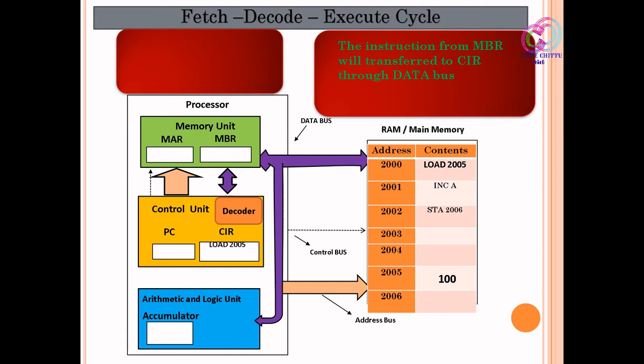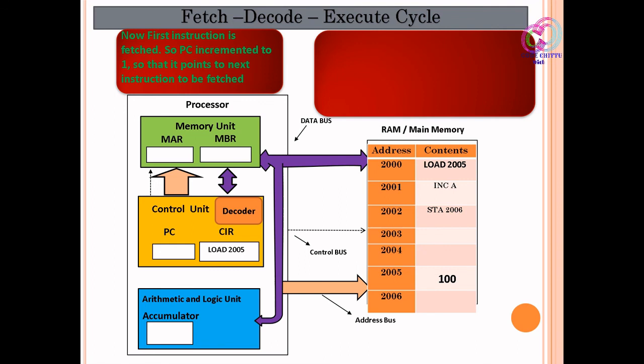And you can see that also. Yes. Now the first instruction is fetched, right? One instruction from the main memory we fetched. So what will happen? Now that the first instruction is fetched, PC is incremented by 1, so that it points to the next instruction to be fetched.